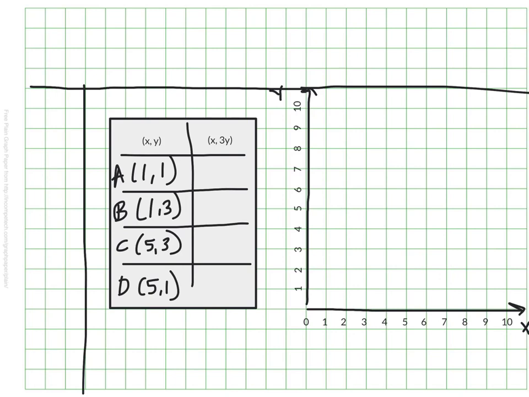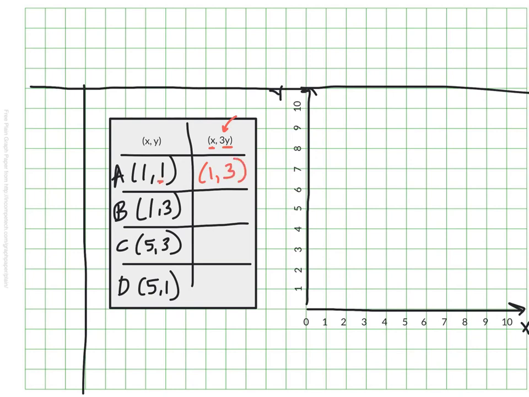Let's try this again, but with a different rule. So I still have a graph set up, just like we did before. I still have my same original coordinates, but now as you can see, the rule has changed. I now have x, comma, 3y. So that means my x is still the same. It doesn't look like it's being multiplied by 2 at all. So I'm just going to keep the x value the same. And the y value appears to be getting multiplied by 3. So 1 would stay the same, x is still x, but y gets multiplied by 3.